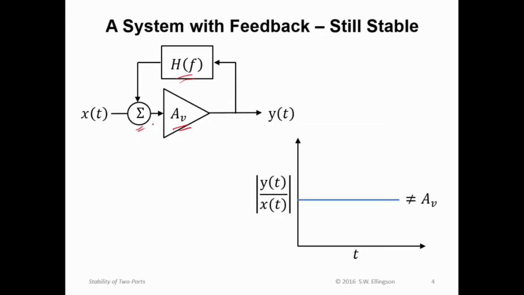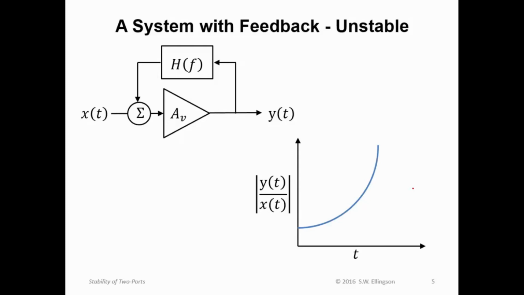However, let's assume that we've properly designed something here. In this case, the magnitude of the voltage output to the magnitude of the voltage input is again a constant with respect to time. However, the gain of this new system may be different, in fact probably is different from the voltage gain. Well, this system is still stable. There's no change in that status.